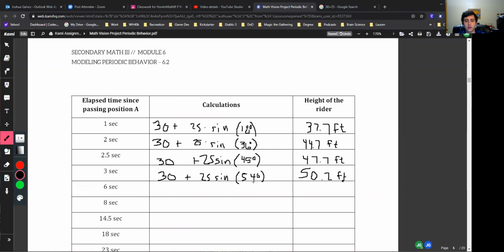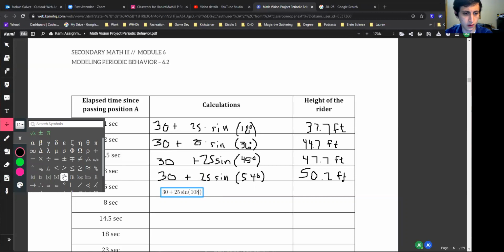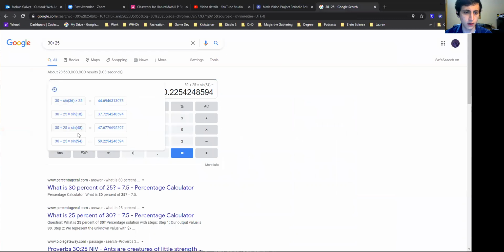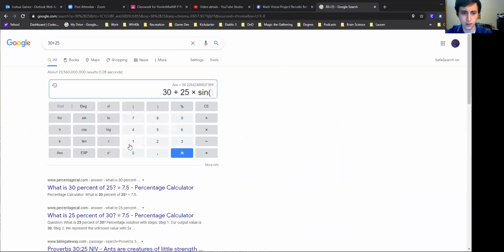All right, now if 3 seconds is 54 degrees, that means 6 seconds is going to be double of 54, or you could say 108 degrees. So you know what? I should have been doing this from the start. 30 plus 25 sine of 108 degrees. So come over here. So that's 53.7.